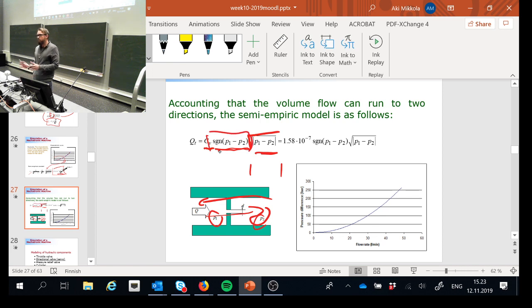So the sign component only produces two values. It's either 1 or -1, depending on what the function inside of the sign function tells you. So it goes such that if the sign of delta P is negative, less than 0, then it gives you -1.